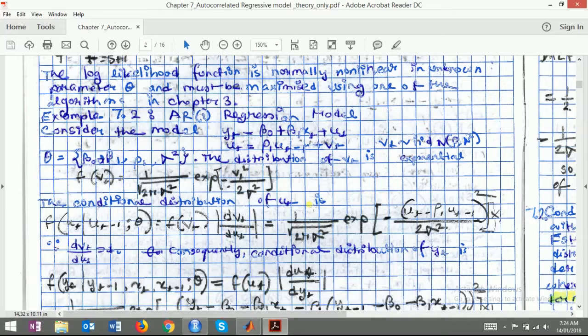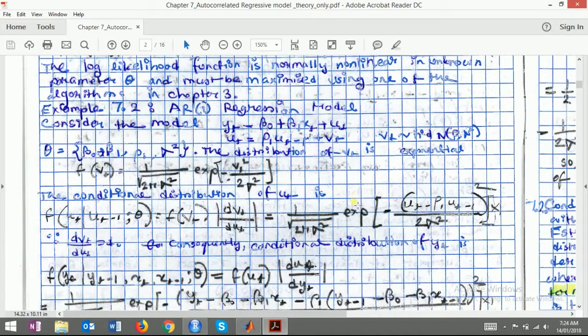The distribution of vt is normal in this case, so f of vt is 1 by root over twice pi sigma square, exponential of minus vt square by 2 sigma square. You see, we had u squared by 2 sigma square, now we are going to have v square by 2 sigma square. The conditional distribution of ut is conditional upon its lag, for all parameters.